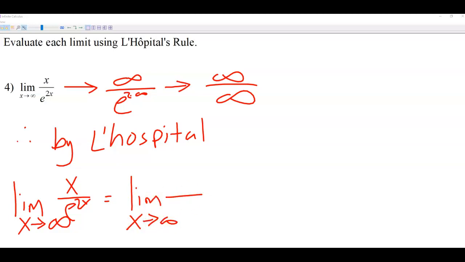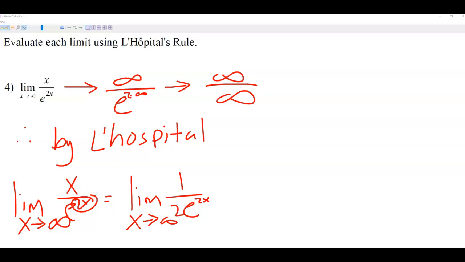All right, the derivative of the top there is 1. The derivative of the bottom, the chain rule, so the derivative of the outside function is just the same, e to the 2x, but the derivative of the inside, which is the exponent itself, is 2, so that's going to go there in the front.